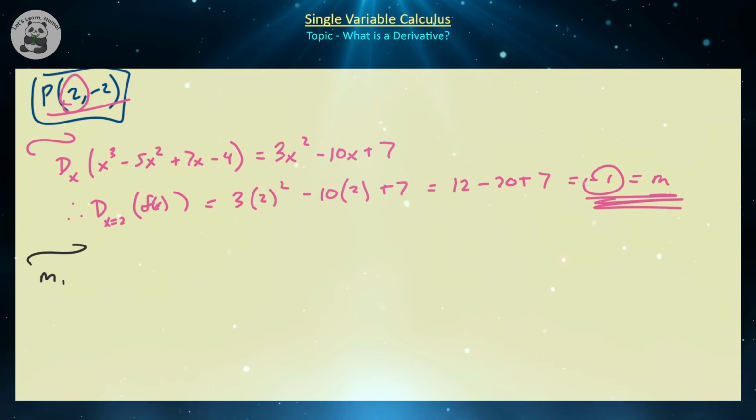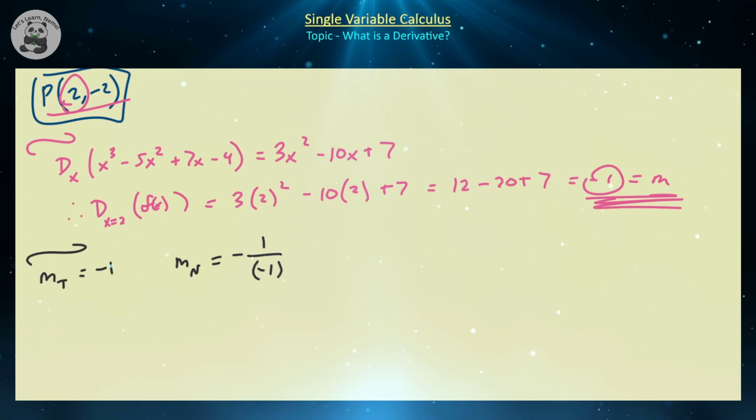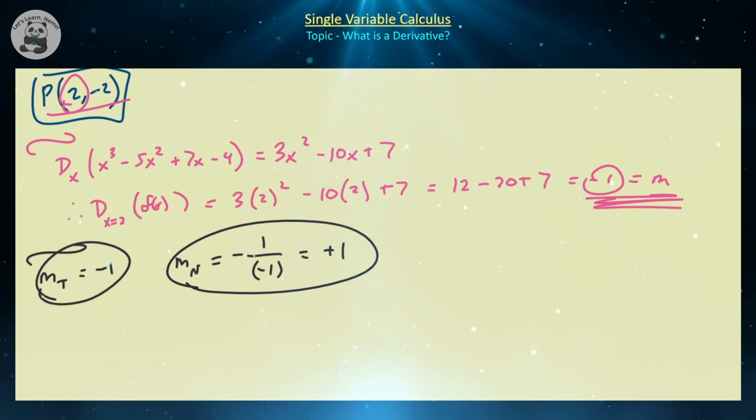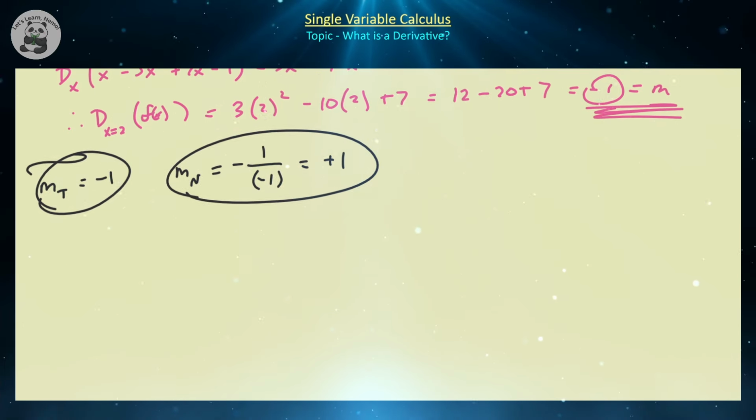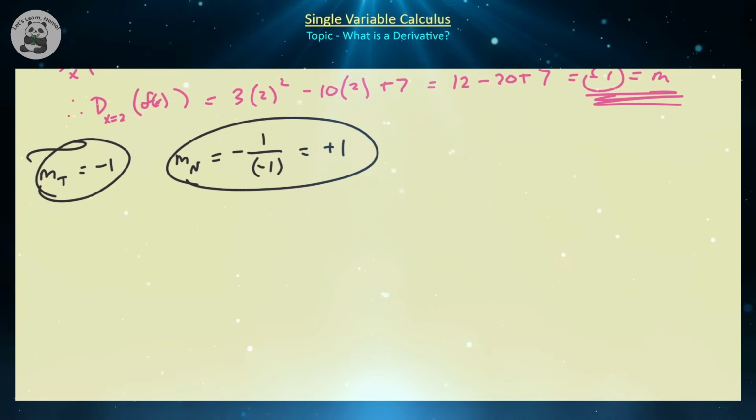So the slope of our tangent line is going to be equal to minus 1, and the slope of our normal line is going to be the negative reciprocal of that slope, so that's going to be equal to positive 1. So that's going to be our slopes for our tangent and normal lines, so we just need to find the associated y-intercepts for each of those lines. Let's start with the point for the tangent line. And again, keep in mind the point of interest is going to be (2, -2).